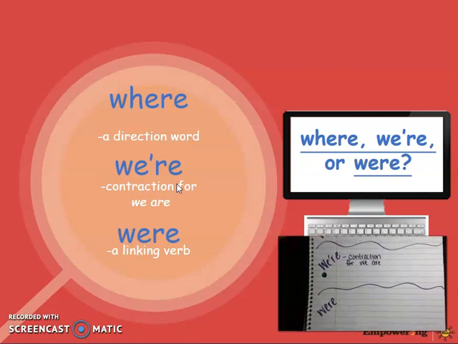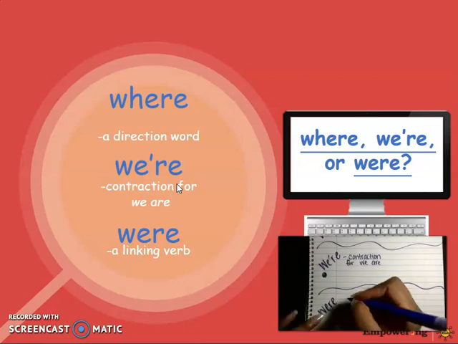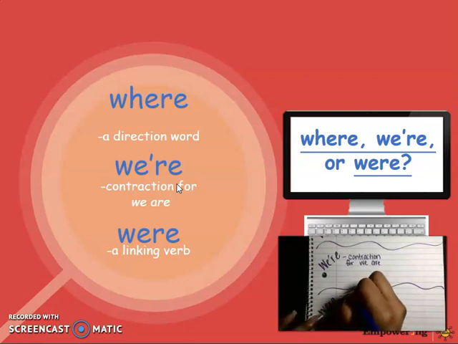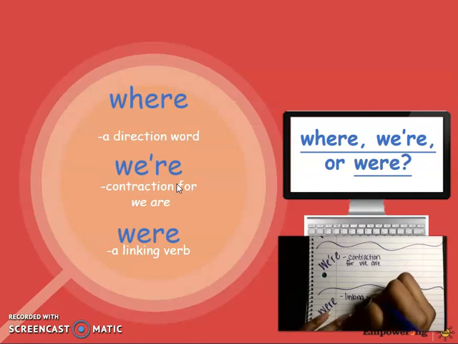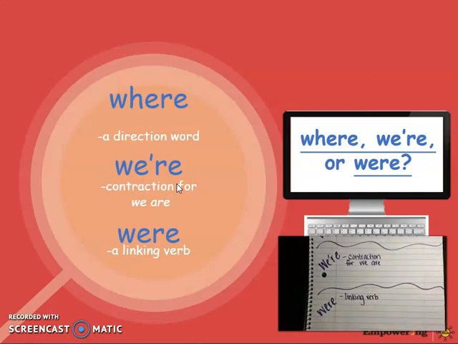This last one, were, is a little bit different. We may not have as much use of or as much practice with this word were, but it is a linking verb, which means it links the subject and the verb together. Like we were dancing or we were at school. Like we were doing something, but maybe we're currently not doing it anymore.